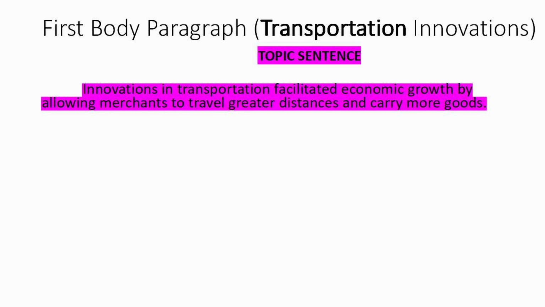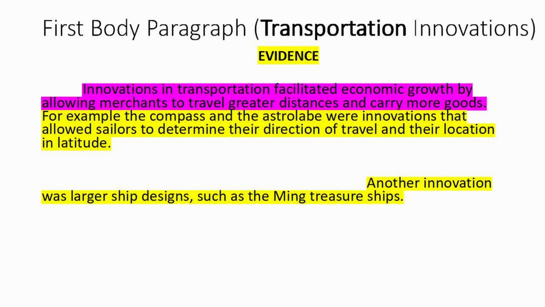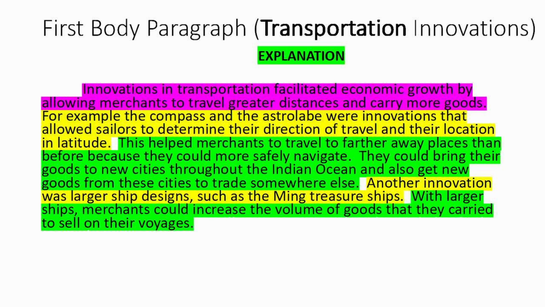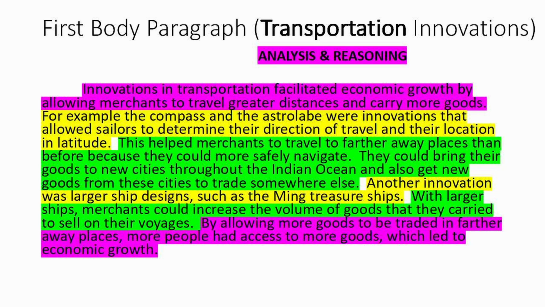Body paragraphs are kind of like the short answer questions. You then also want to cite evidence and explain how the evidence answers the prompt. We just want to do the evidence and explain steps at least twice per paragraph. So in these sentences, we are describing the innovations: compass, astrolabe, and larger ship designs. Then in these sentences, we're explaining how that helps to increase trade. In this last sentence, we're hammering home the point about how increased trade leads to economic growth, so that the person grading the essay can see you are following through with your argument.